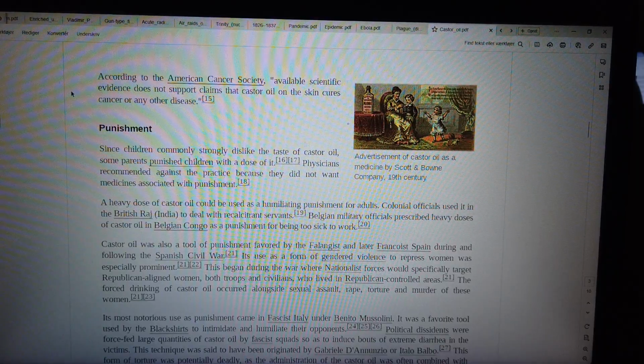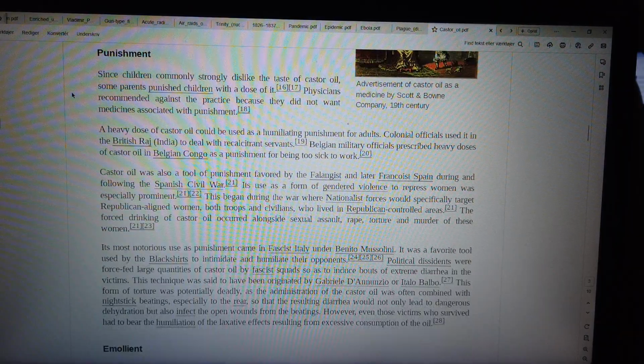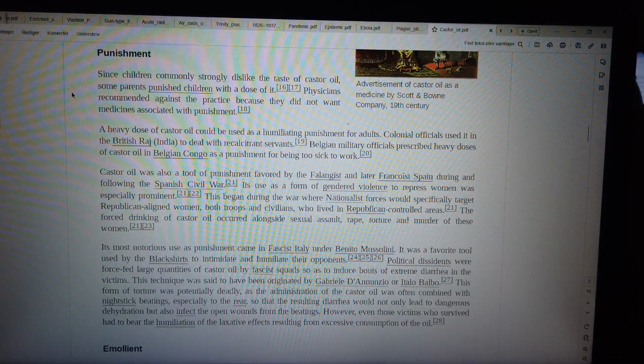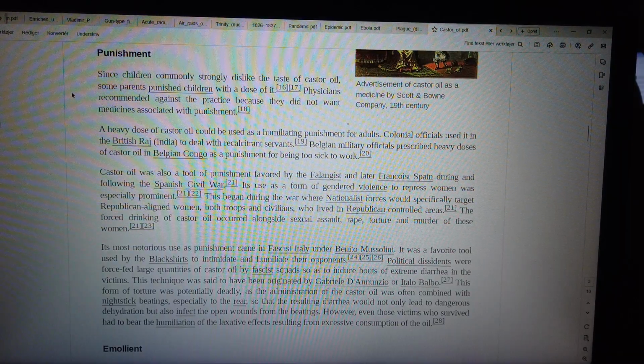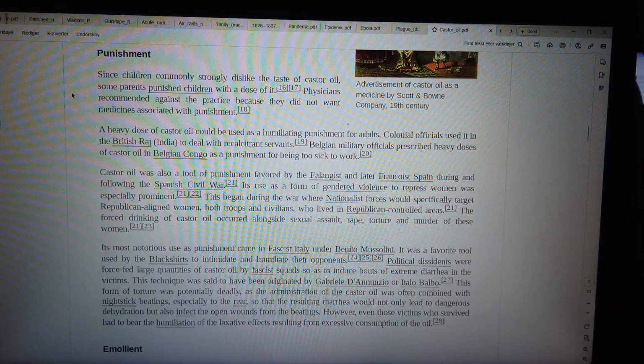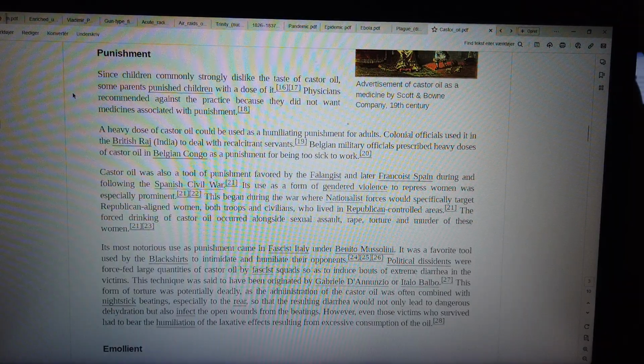Punishment. Since children commonly strongly dislike the taste of castor oil, some parents punished children with a dose of it. Physicians recommended against the practice because they did not want medicines associated with punishment. A heavy dose of castor oil could be used as a humiliating punishment for adults. Colonial officials used it in British Raj India to deal with recalcitrant servants.